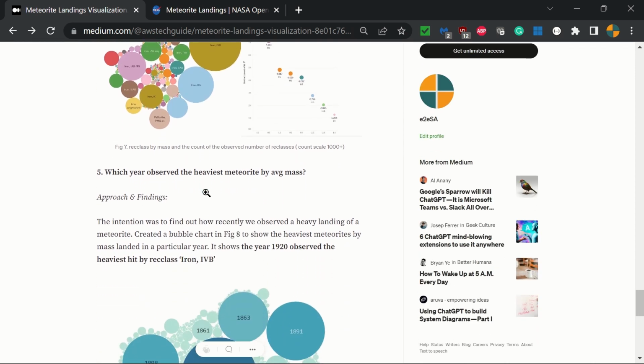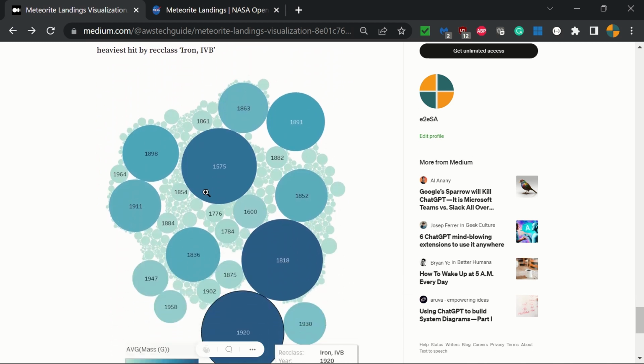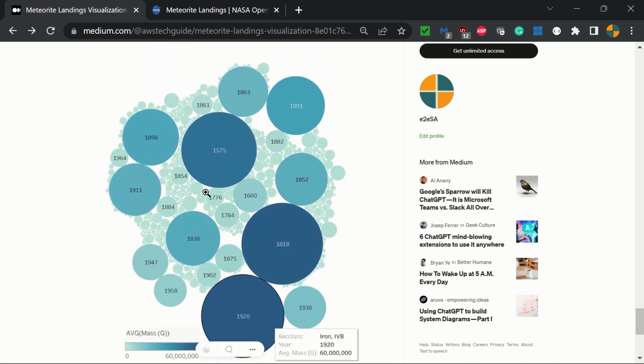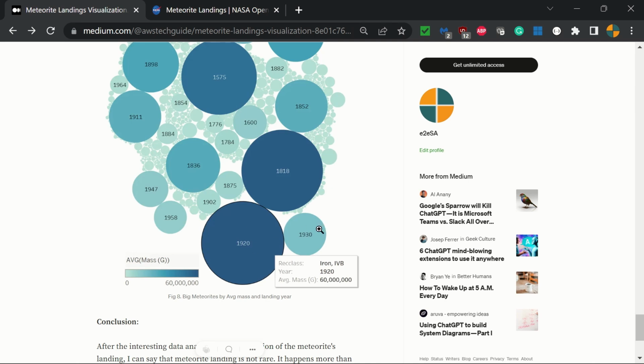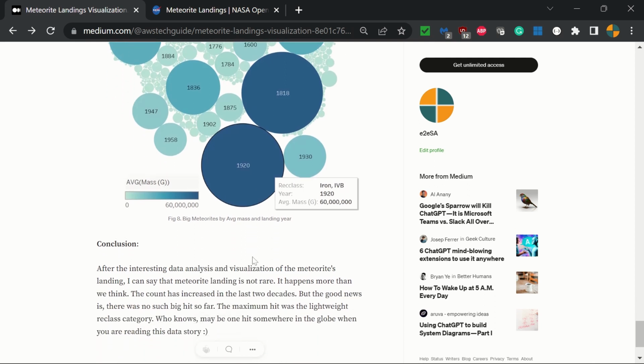And at the end, when I wanted to find which year we got the heaviest hit, the biggest bubble shows that in the year 1920 we got the heaviest hit so far. From these findings, I can say that meteorite landing is not rare. It happens more than we think.